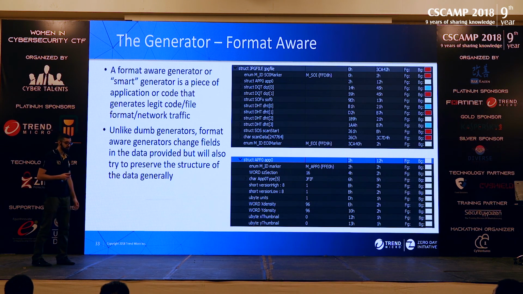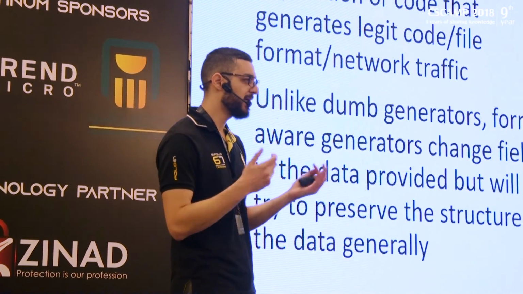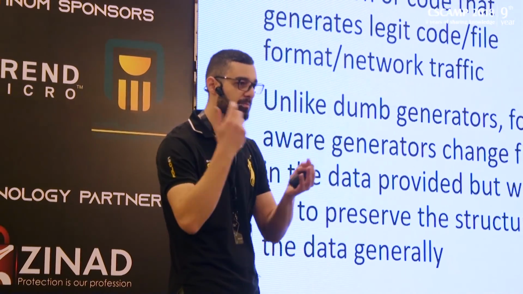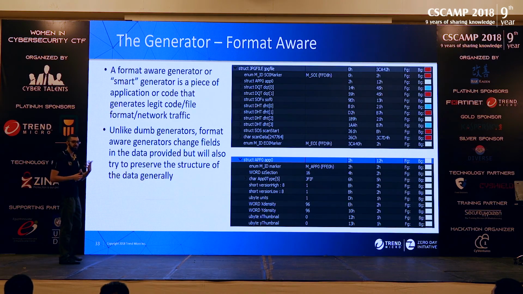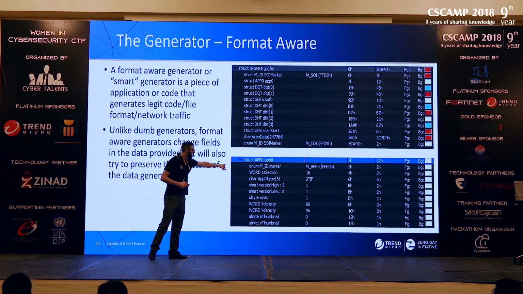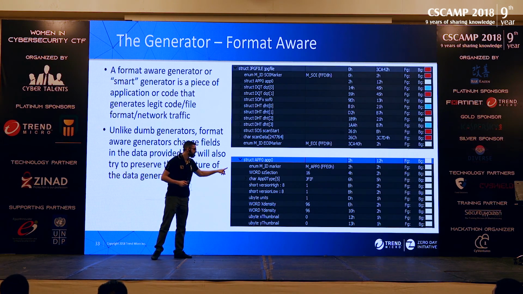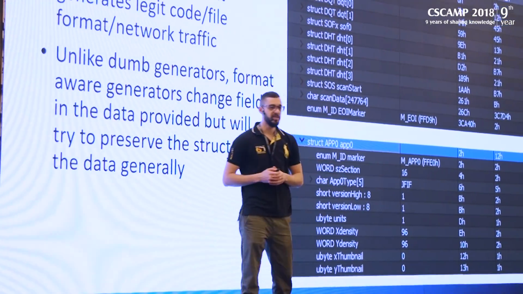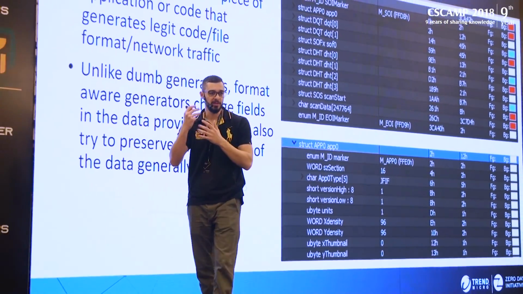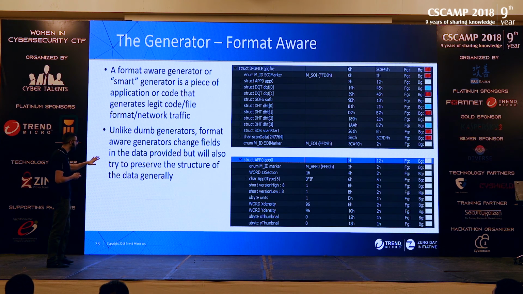The other type of generators is format aware. By format aware, let's say I have a JPEG image. Instead of just flipping random bytes, it understands the file formats, so it breaks down the structures. It picks, let's say, one random member of a structure and then modifies one of these fields. So instead of just modifying something randomly, it's actually aware, and it tries to preserve the file format as much as it can. This is when we're dealing with binary file formats.